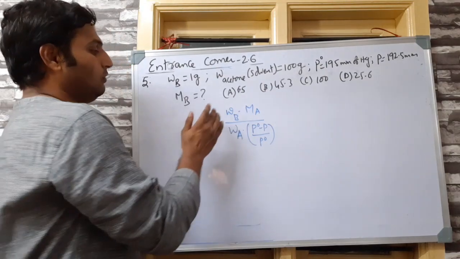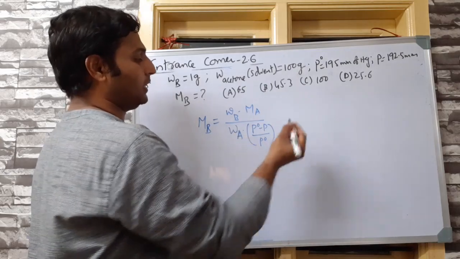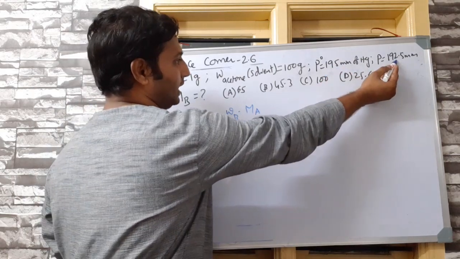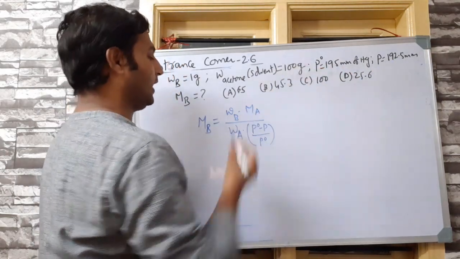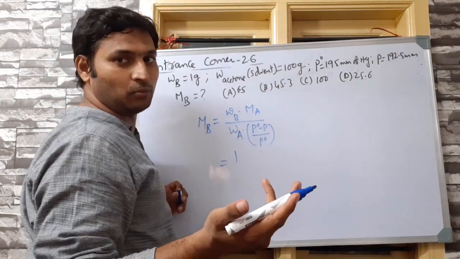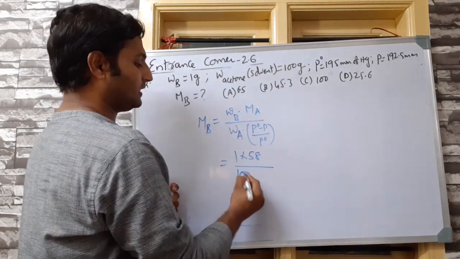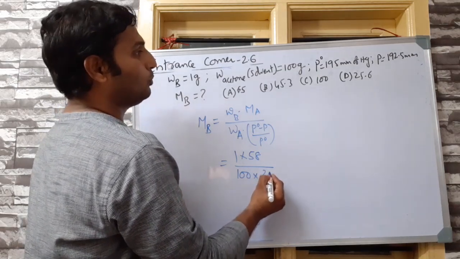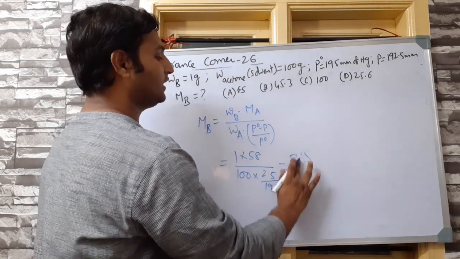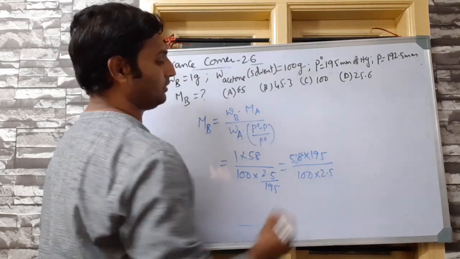Okay. So weight of solute into molar mass of solvent divided by weight of solvent into P naught minus P by P naught. Then P naught minus P by P naught will come here. 195 minus 192.5 will be 2.5 divided by 195. So weight of solute is 1 into acetone. He has only given you molar mass, we need not calculate. It is 58 divided by weight of solvent is given 100 into 2.5 divided by 195. So 195 goes up. So 58 into 195 divided by 100 into 2.5.